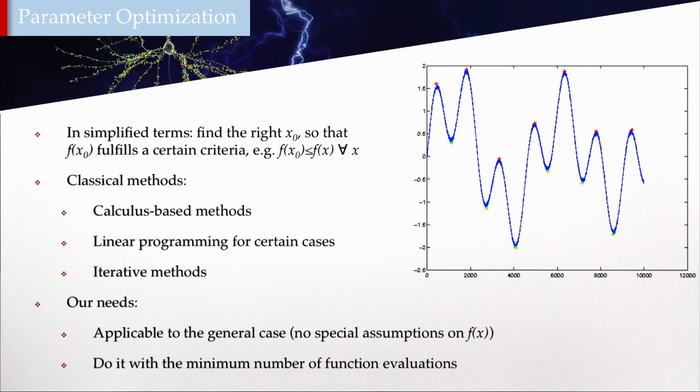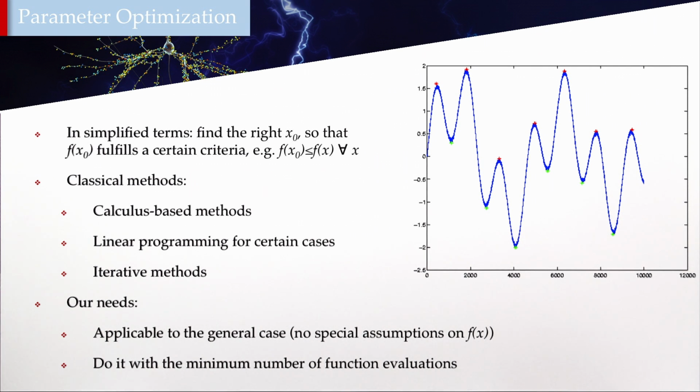Another group of methods is when you can express your problem in different terms. For example, if you can express your problem as a set of linear equations and express the constraints in the same way, then you can use a technique called linear programming to address the optimization in those cases. And then more generally, there's another class of methods which fall under the term of iterative methods that make fewer assumptions about the properties of the function.